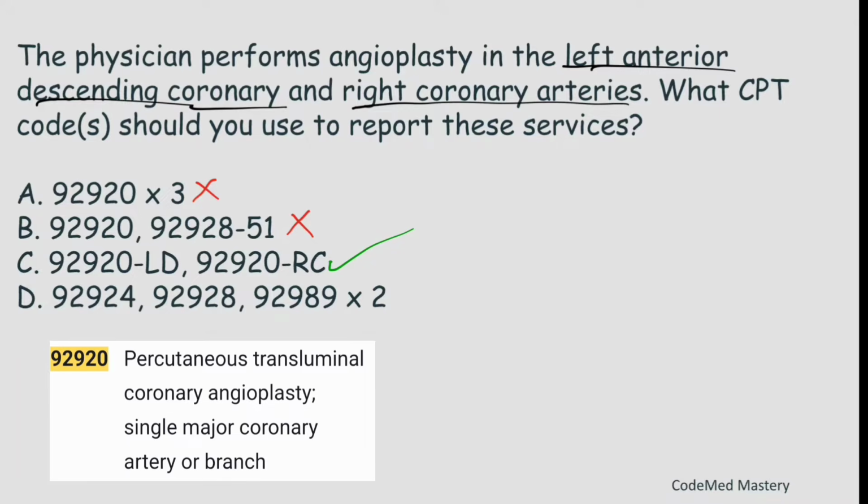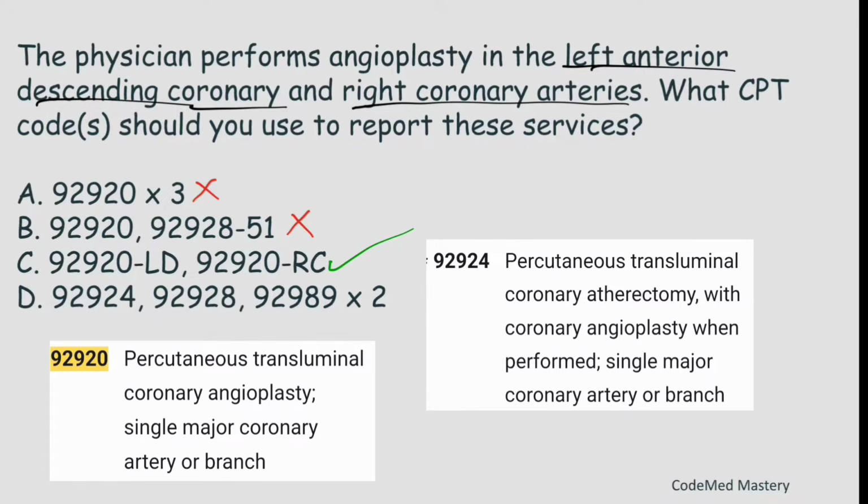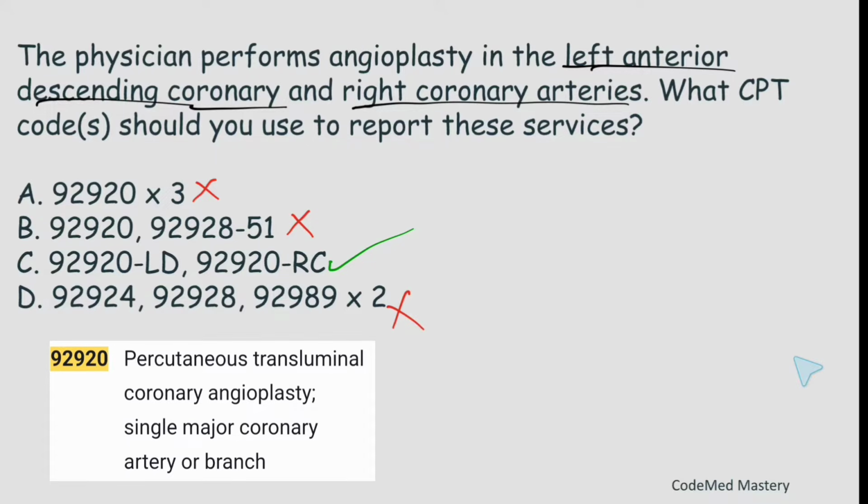Option D, they have mentioned 92924, which is for percutaneous transluminal coronary atherectomy. But in the scenario anywhere they have not performed atherectomy. So we'll eliminate option D. Option C is the right answer.